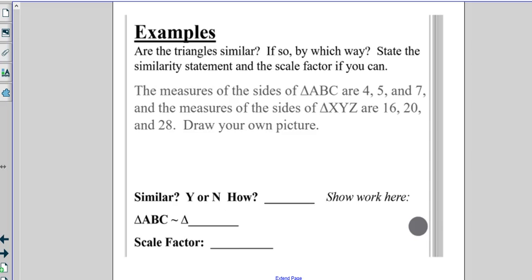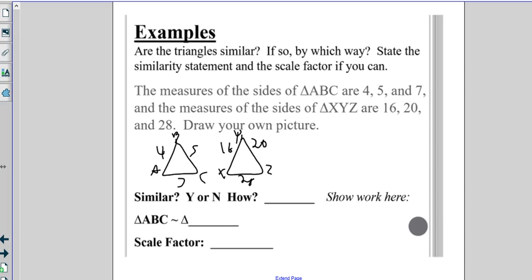Okay, are they similar? If so, by which way? State the similarity statement and scale factor if you can. So the measures of sides ABC are 4, 5, and 7. So we're just going to make a triangle. We're going to call it A, B, C. And we're just going to go in order, and it says 4, 5, 7. And then X, Y, Z, don't have to make it look bigger. I'm going to go in the same order, and it says 16, 20, 28.